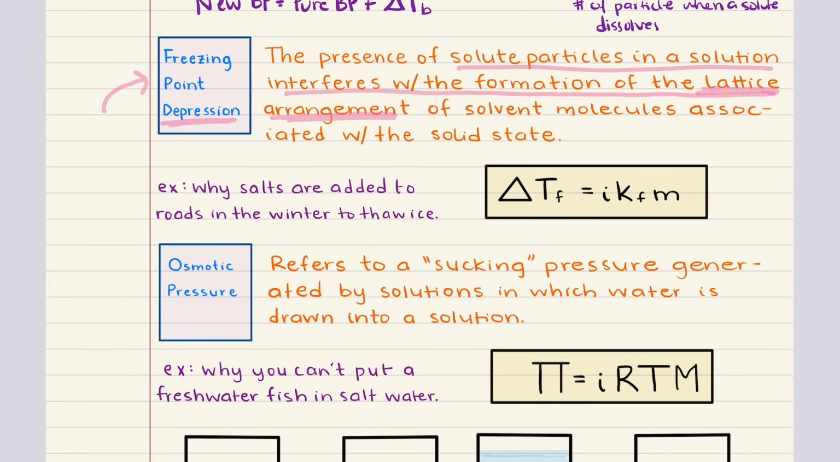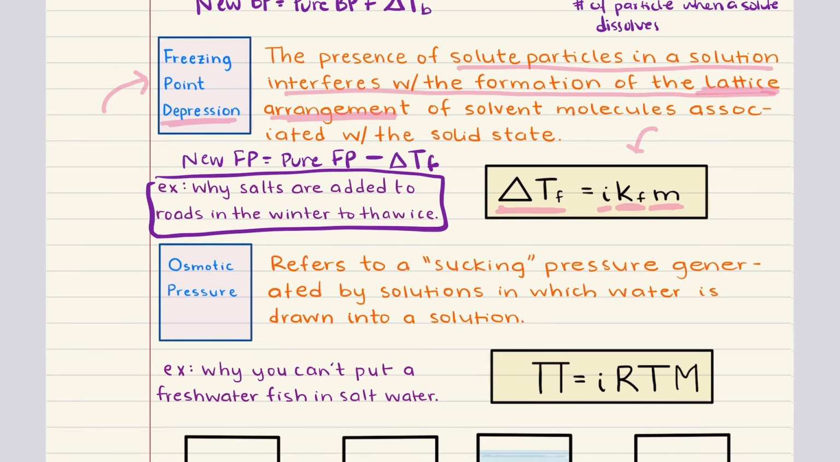The amount of freezing point depression, delta Tf, is given by the Van Hoff factor multiplied by the freezing point constant, Kf, multiplied by molality. Then, the new freezing point is just the pure solvent freezing point minus this value delta Tf that you calculate. This explains why salt is used on icy roads. The salt lowers the freezing point so that ice melts at temperatures where pure water would remain solid.